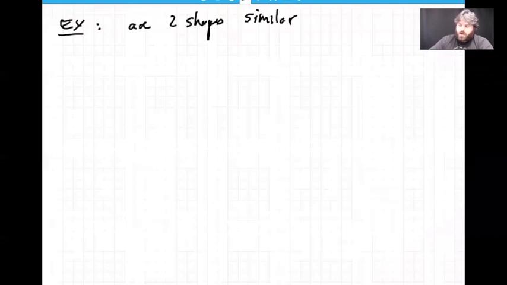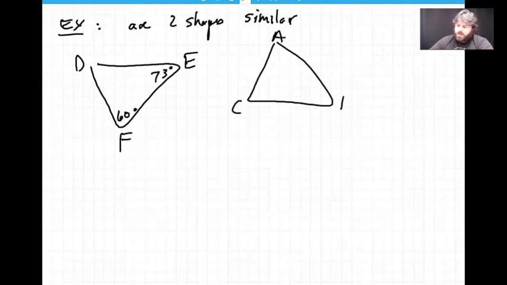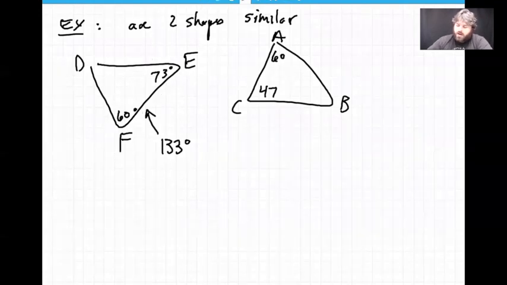What we've got is a triangle here, DEF, and this is 60 and that's 73 degrees. And then we've got this other triangle, ABC, where A is 60 and C is 47. We don't know, are these two shapes similar? Well, it's a triangle with two known angles, so I can find the third. We just add up the two angles that we know. This one adds to 133 degrees if I add up 60 and 73. So that means there's only how much left for the third angle? 133 would leave 47 degrees for this angle here.